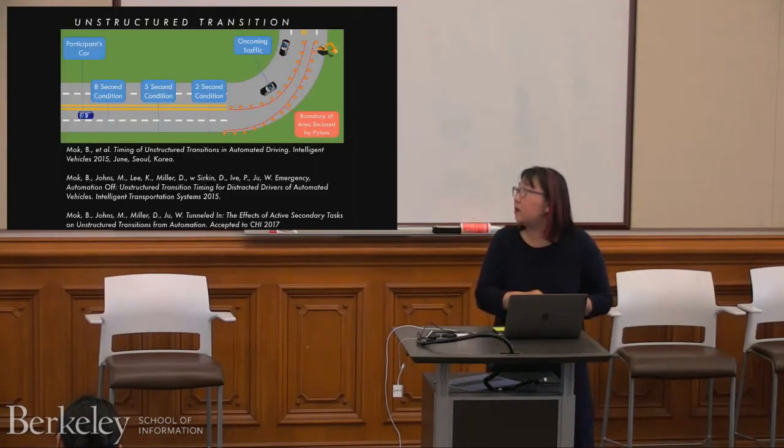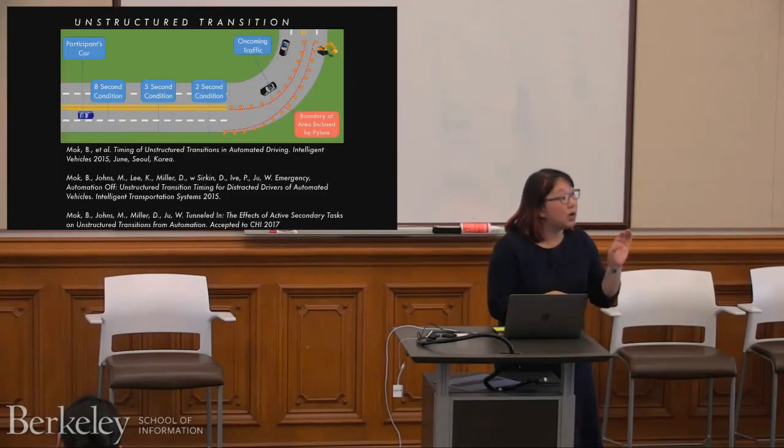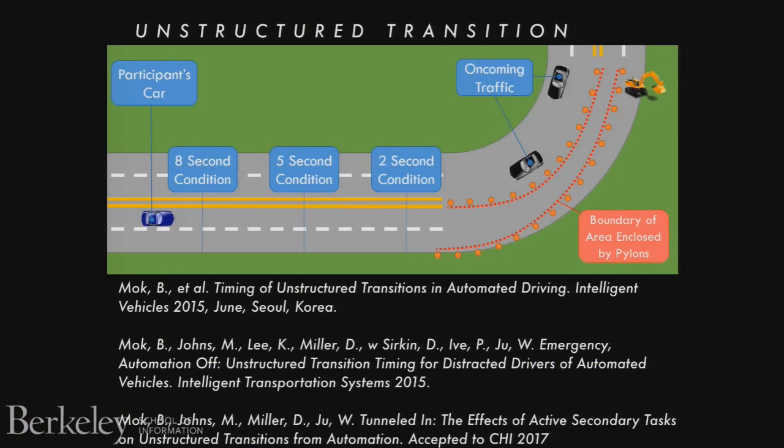The last kind of experiment we run looks at unstructured transitions. Unlike that study that I was showing you before, where you're given a decent amount of warning, in these experiments we just basically say, emergency, automation off. Then we see how well people perform. We'll have something like a turn in the road, so that if you don't react, you basically go shooting off the road. And we do that unstructured transition 2, 5, or 8 seconds before that turn.